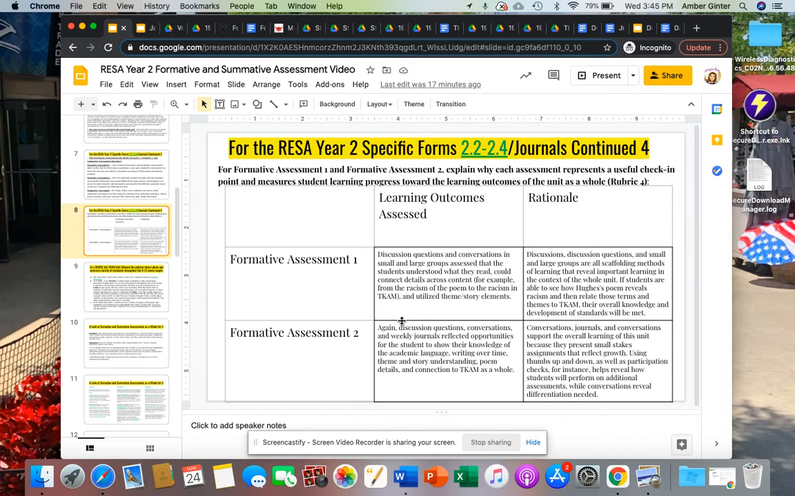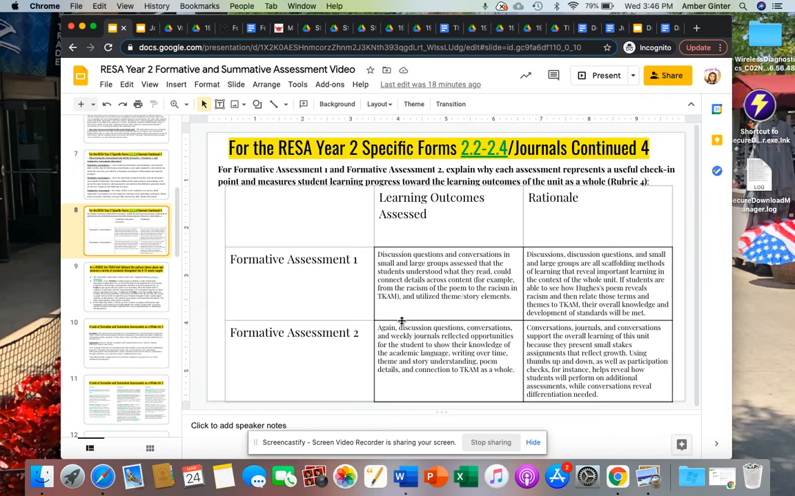My rationale behind that is definitely building that scaffolding. Discussions, whether in class or through the questions as small and large groups, reveal the importance of learning in the context of the whole unit. For example, with Hughes and that poem, they could reveal the racism and then relate that to the terms and themes in the novel as a whole. That overall knowledge would develop their ideas over time.